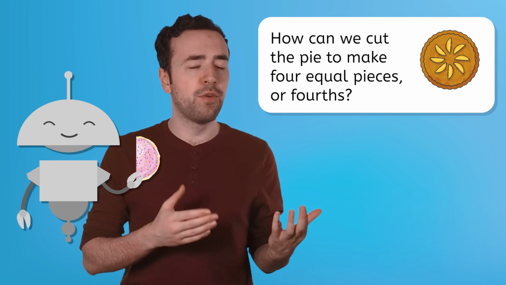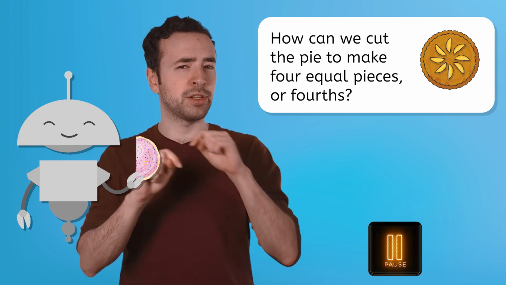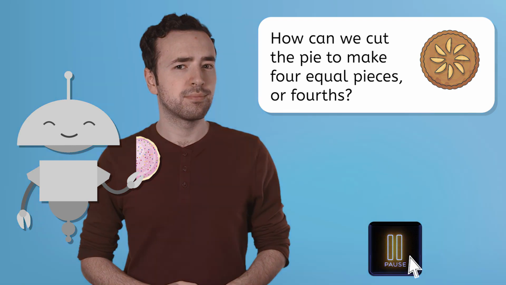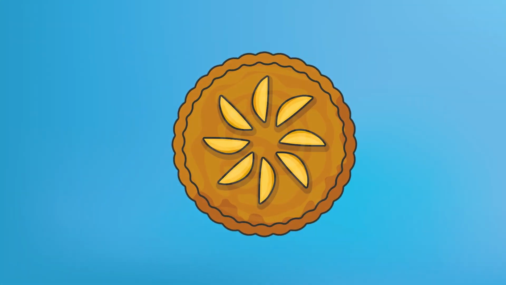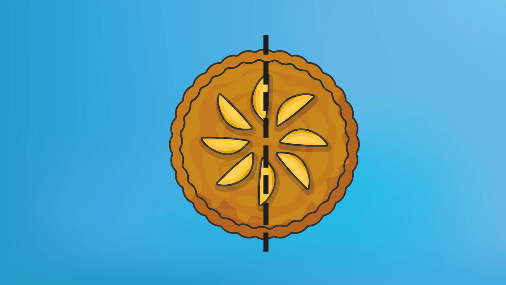We know that breaking a cookie down the middle will give us 2 equal pieces. So how could we use that knowledge to make 4 equal pieces, or fourths? Pause here to show how the pie should be cut in your guided notes. Vertical lines like this would cut the pie into 4 pieces, but they aren't 4 equal pieces. Vertical lines work for shapes like squares and rectangles, but they won't give us equal pieces for a circle. Where else could we draw a line? Across the middle. And that gives us 1, 2, 3, 4 equal pieces. 1/4, please.